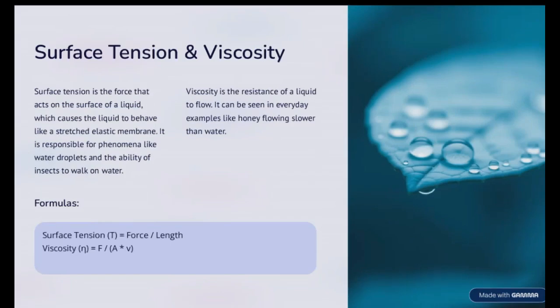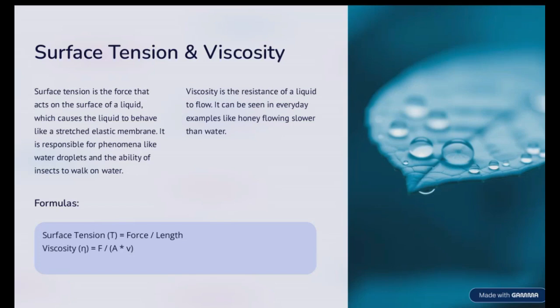Now the next portion of this lesson is about surface tension and viscosity. Surface tension, by definition, is the force that acts on the surface of a liquid, which causes liquids to behave like a stretched elastic membrane. This is a simple definition. It is surface tension that is responsible for why some kinds of flies and insects can stand on top of water.